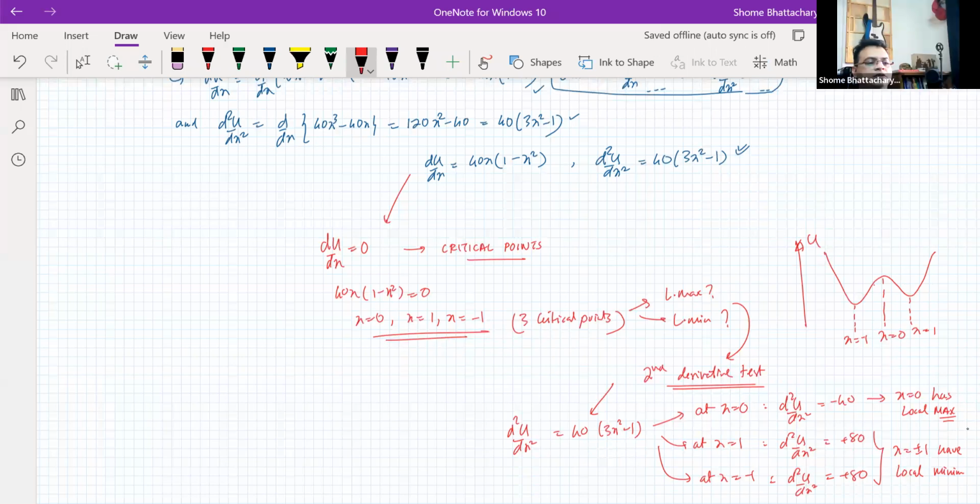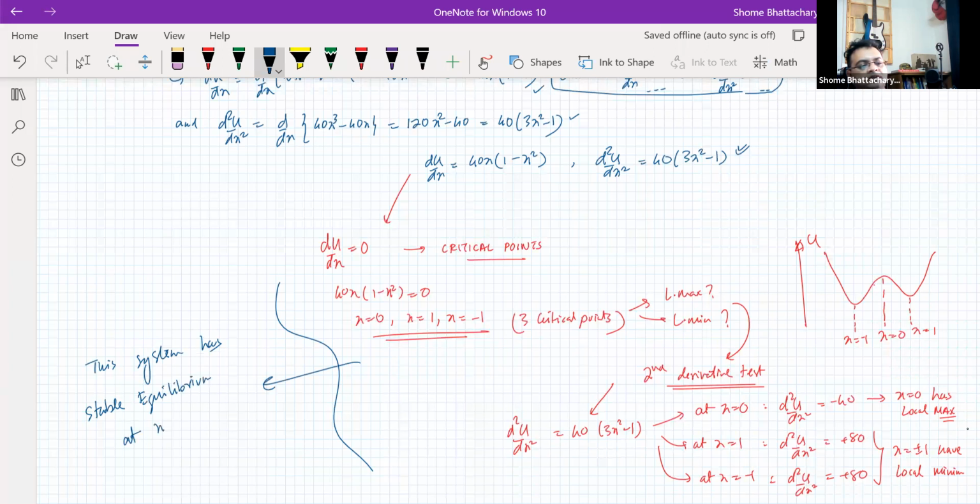Okay. So therefore, we can now see from this, what is a stable equilibrium position? There are two stable equilibrium positions. So this system has stable equilibrium at x equal to 1 and x equal to -1, and it has unstable equilibrium at x equal to 0.